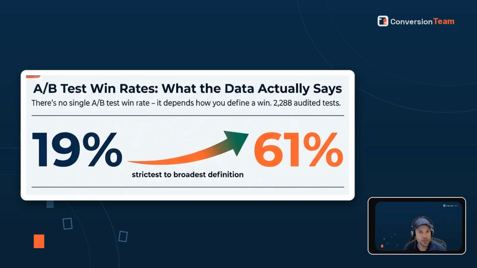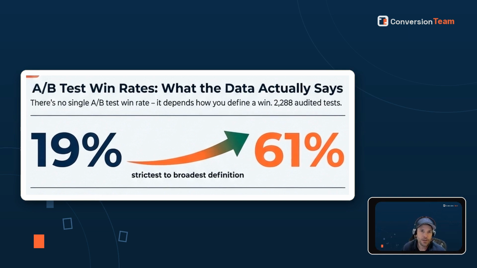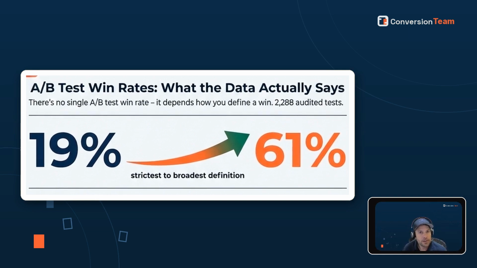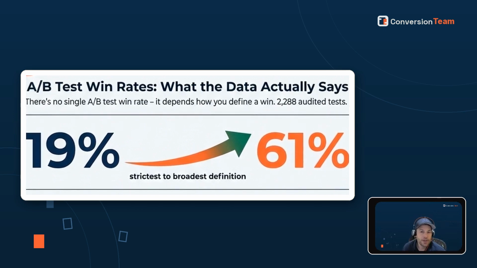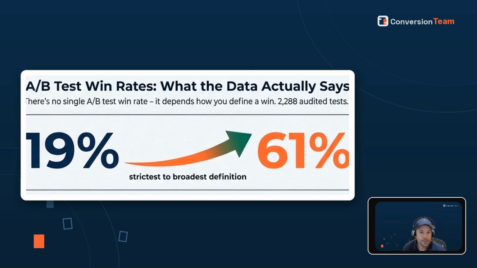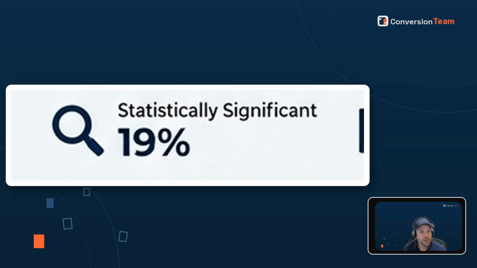What's a good A/B test win rate? It's a nuanced question. So we audited 2,200 of our own tests, and depending on how you define a win, the answer can run between 19 and 61%. Let's walk through it. There's 4 ways you can define a win.